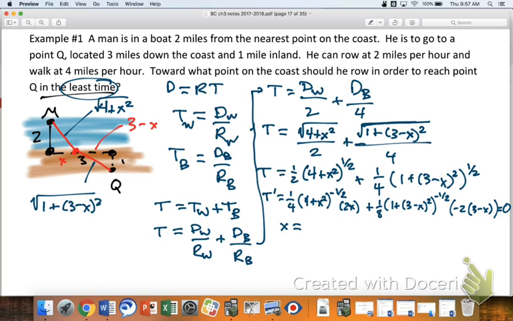Equals 0. Anybody have an answer they think? Josh, what do you think it is? Well, I used different variables. I said that your 3 minus x was my x. So just tell me the other one then. Okay, I would say 1 mile down the coast. So your x should be equal to 1. Okay, that's fine. So Josh proposes 1.